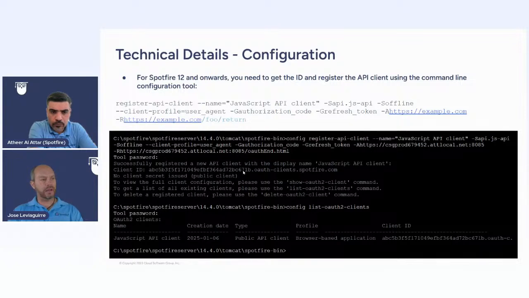ID. Right here, you can see the client ID, and that client ID, the entire thing, you have to take a note of. But maybe you don't remember if you already did it, or maybe you want to confirm if you have it. So you can also list the OAuth2 clients, and when you do that, it's going to give you a list of the name of the client, when it was created, what it is for, and the client ID.